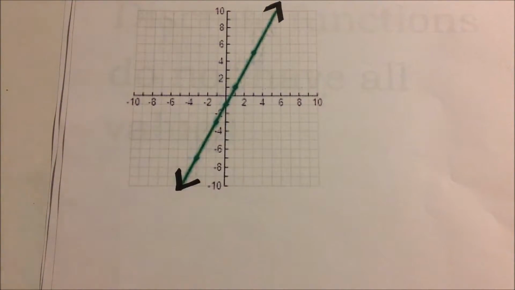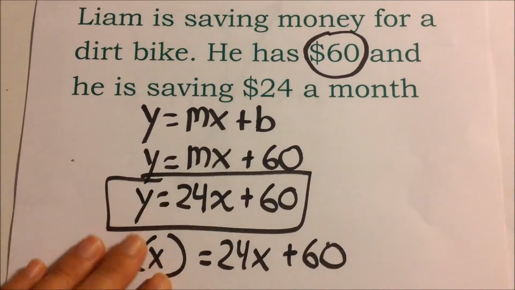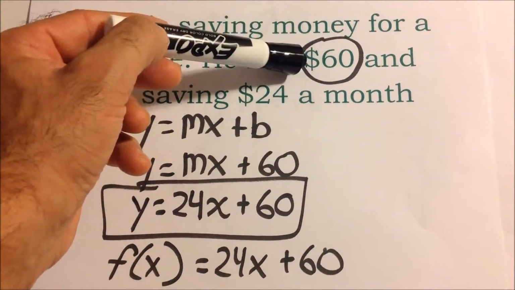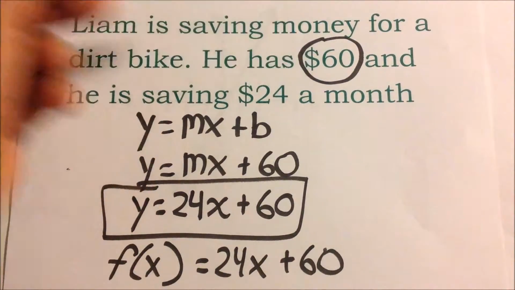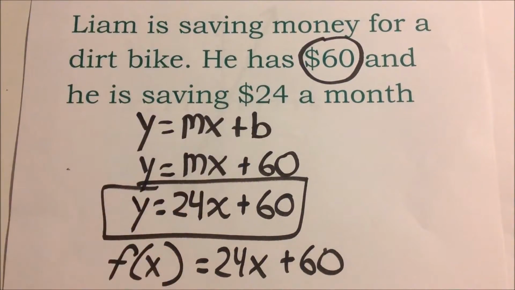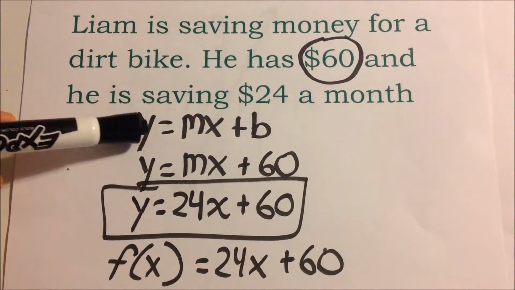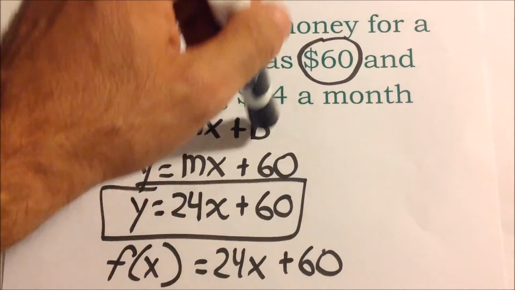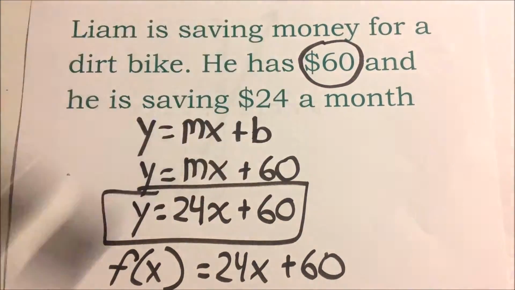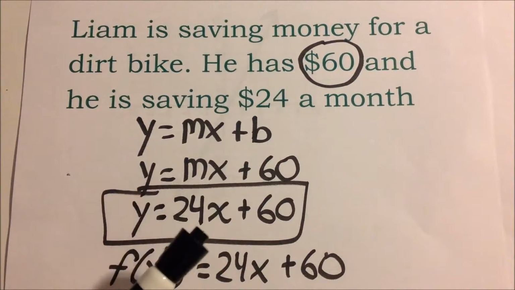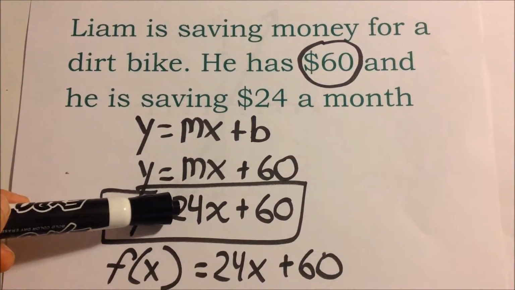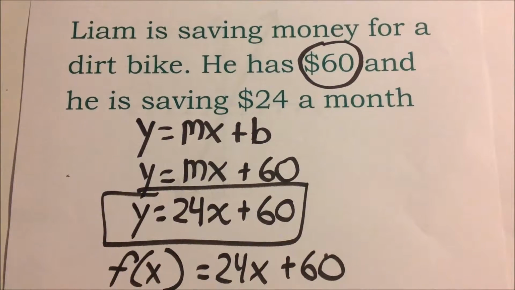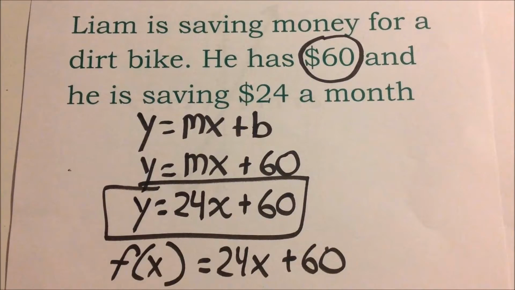So let's use an example here. Let's say Liam is saving money for a dirt bike. Okay, he has $60. I circled the 60 because that's the initial amount he has. And he's saving $24 a month. So as you can see, we have our linear equation here. M is the slope, B is the y-intercept. B, the y-intercept, is the initial amount, $60. And the slope is the rate of change, $24 a month. Okay, so here's our function. Now, do you think this is discrete or continuous?